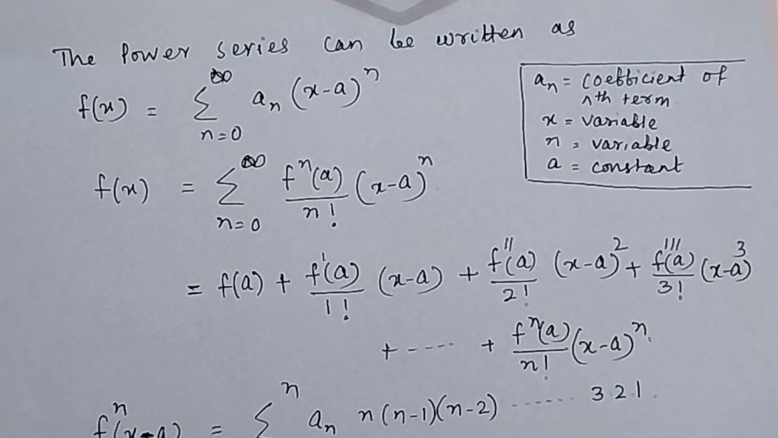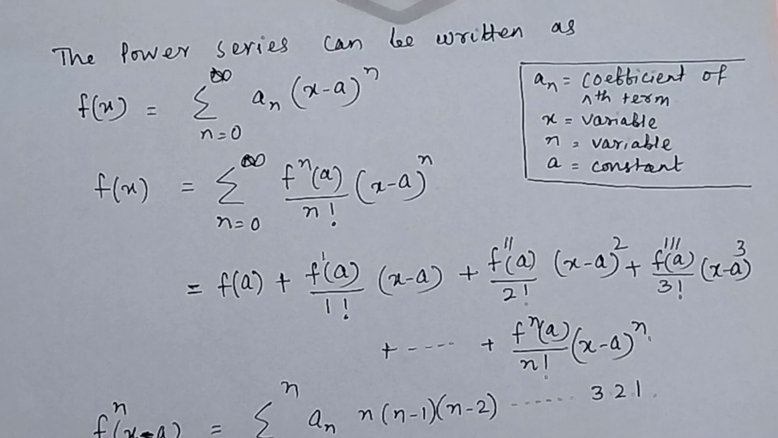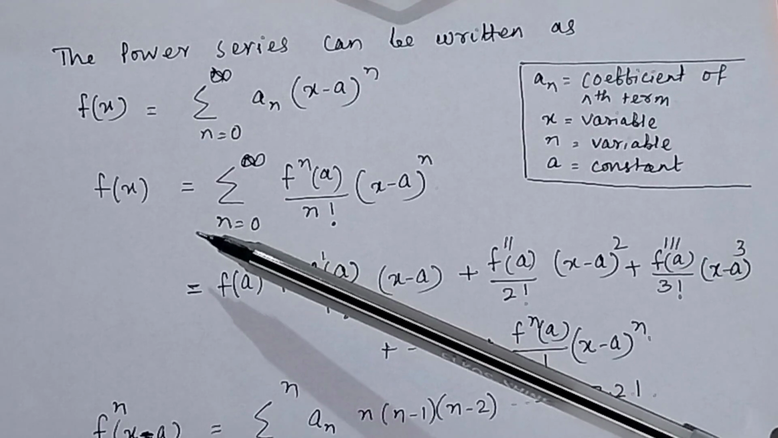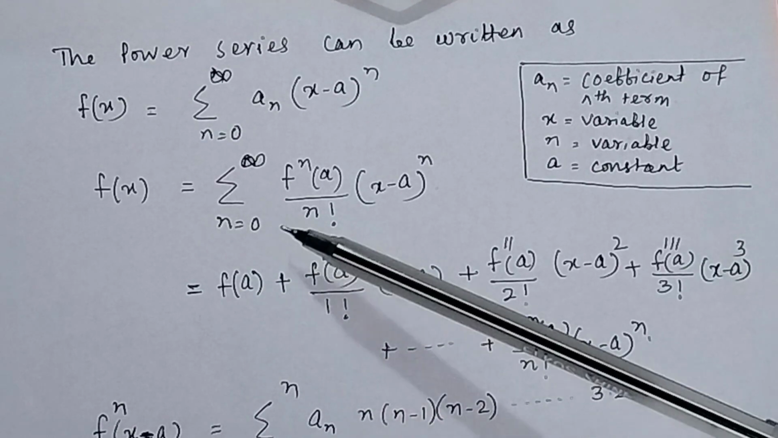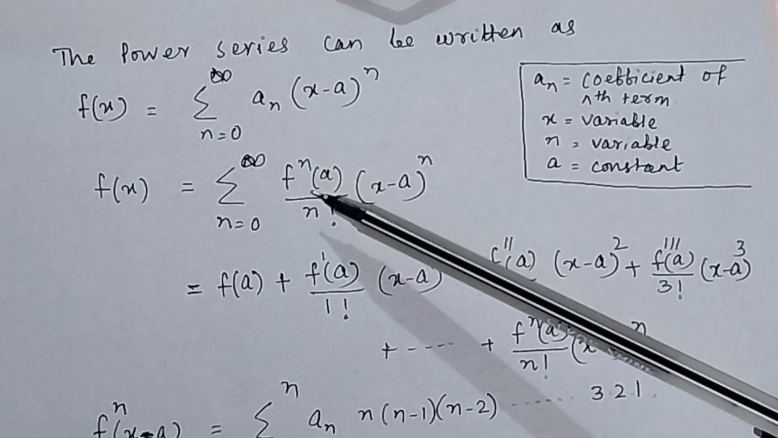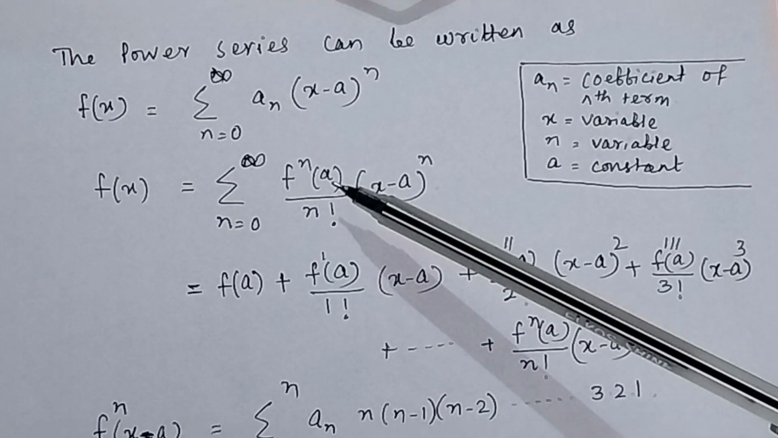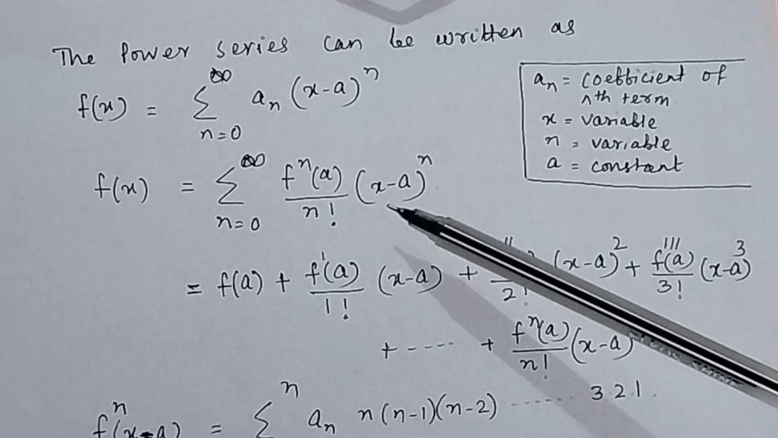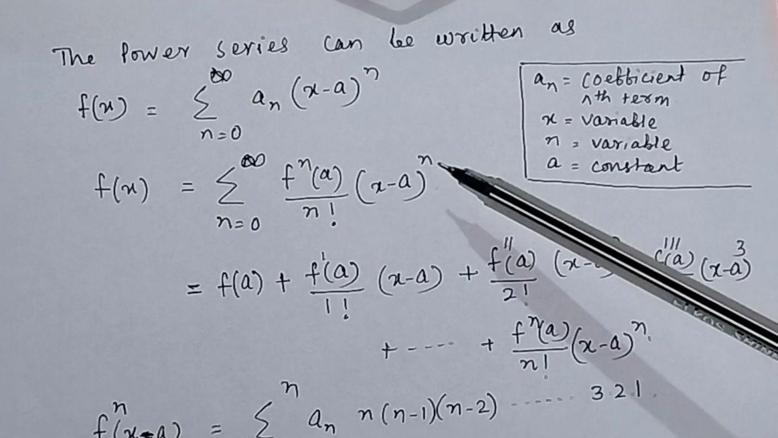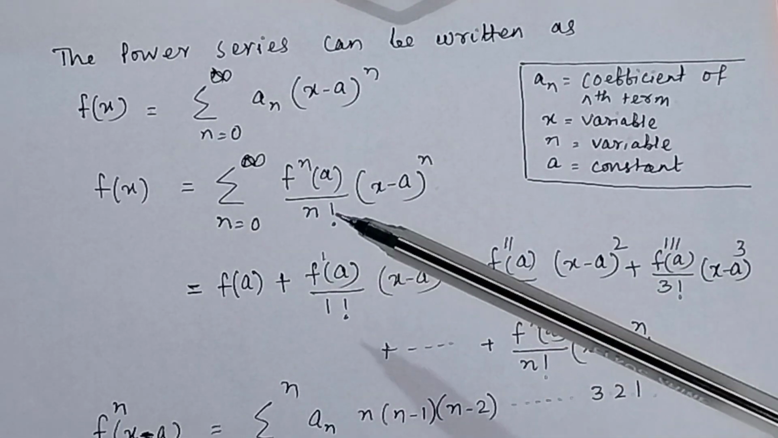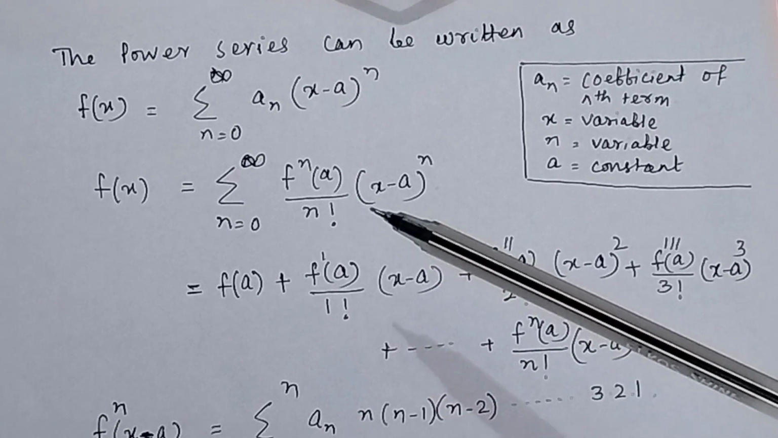Taylor series. What is Taylor series? Taylor series is a power series, and it can be represented by f(x) equal to the sum over n from 0 to infinity of the nth derivative of the function at the point x equal to a, divided by factorial n, times (x minus a) to the power n. So this is your Taylor series, and this is nothing but a power series.